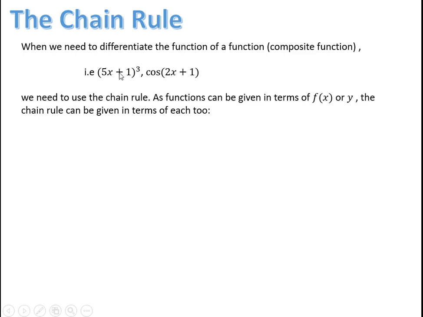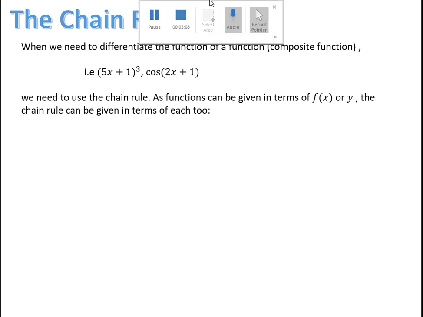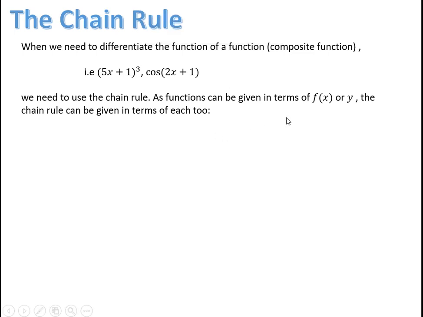So this function, the x is being times by 5 and plus 1, and then it's being cubed. For this one over here, it's being times by 2 and then add 1. That's one function, and then we're finding the cosine of that function. So it's a function of a function. What's going to happen later on is we're going to have functions multiplied together, and you need to know the difference. Okay, so another thing to think about is how functions are relayed to you. So it might be in terms of f of x, it might be in terms of y, it might be g of x, k of x, it could be anything.